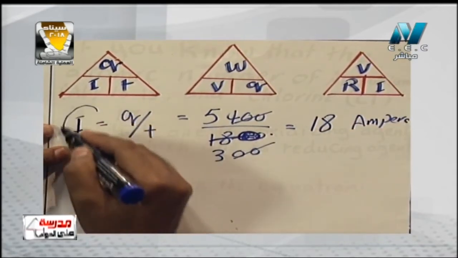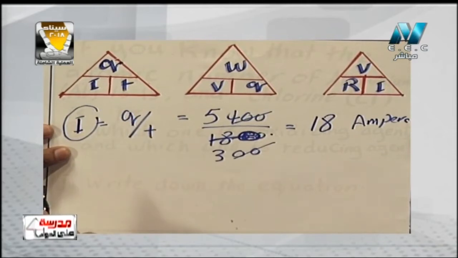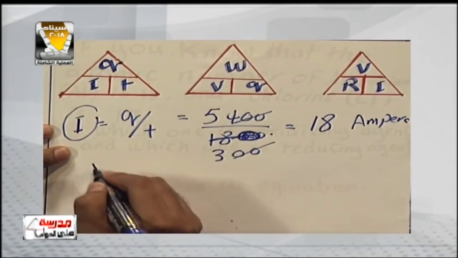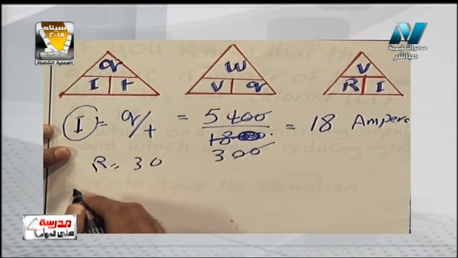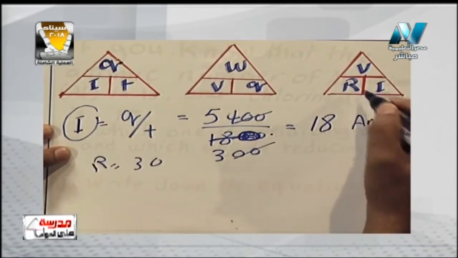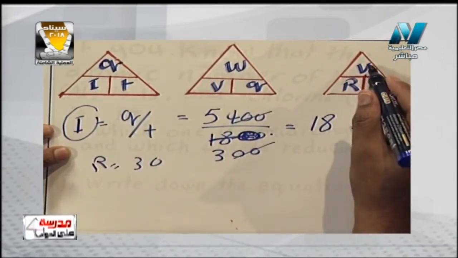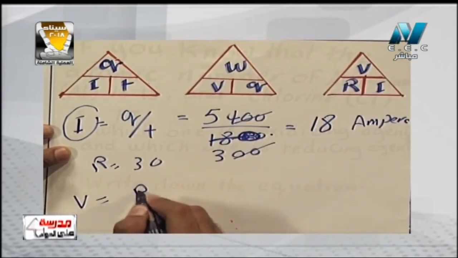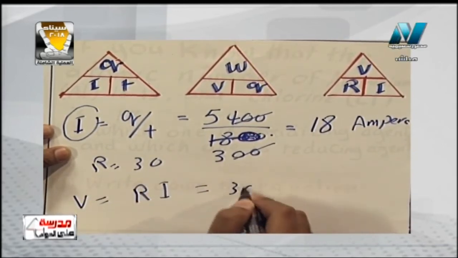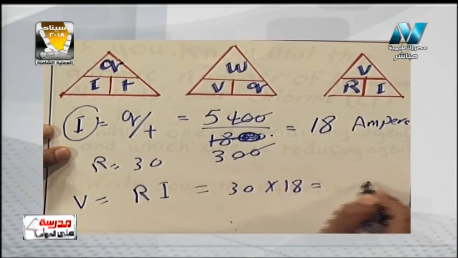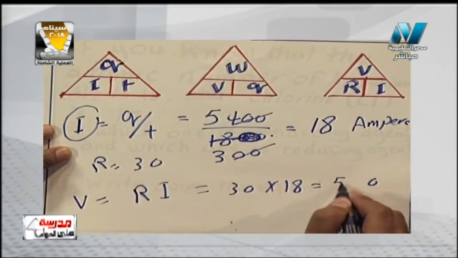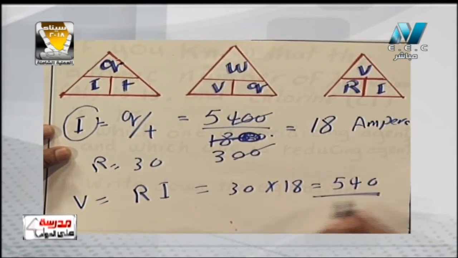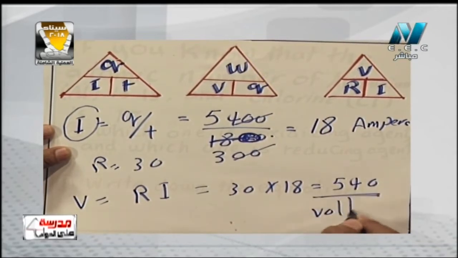So now we have I, and we had R, R equal 30. So what is the relation between I and R? It is V. So V equal R times I equal 30 times 18. So it will be what? 540 what? Volts. Okay. Thank you, Mr. Mahmoud.